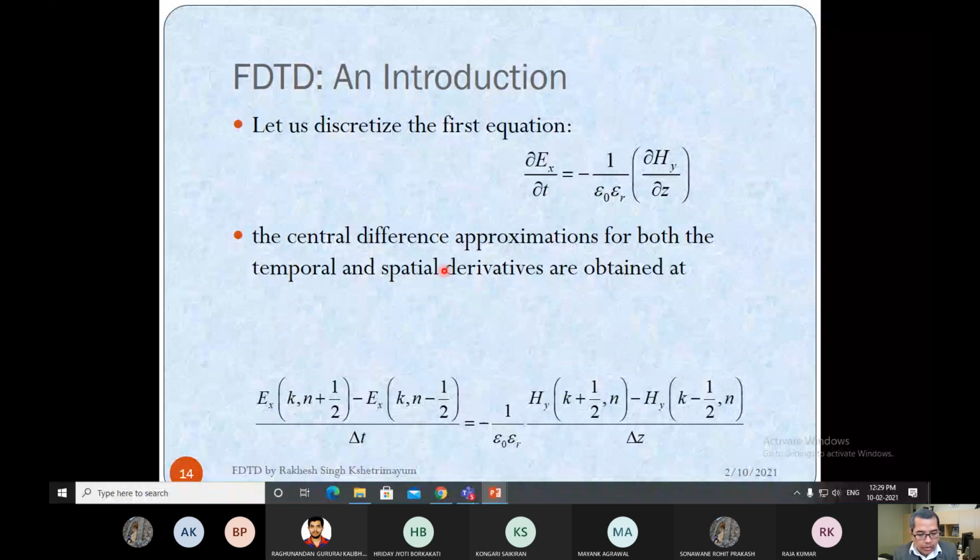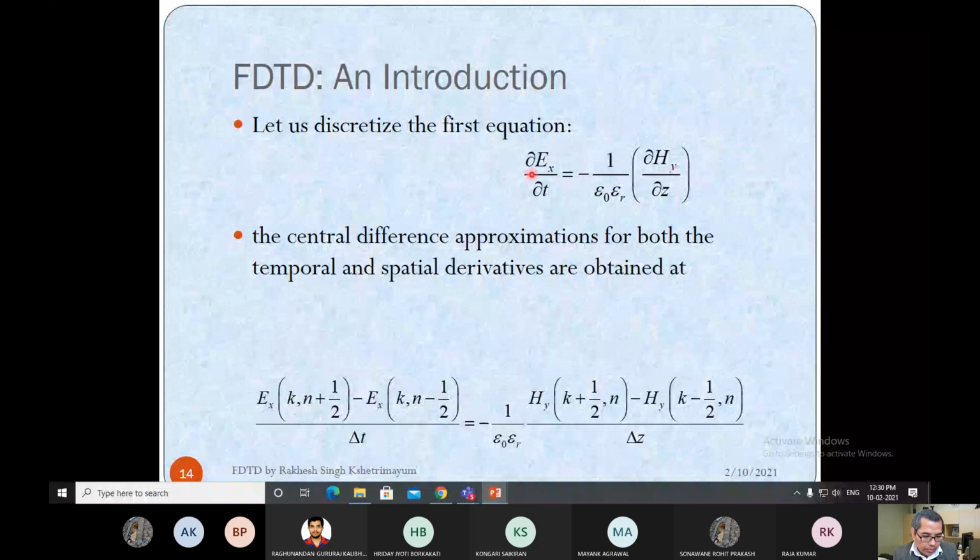This equation here is the first equation we want to discretize for 1D FDTD. We have to discretize this over time and also over space. So for time discretization, what was the running index? The running index was n. For space discretization, what was the running index? The running index was k. So your Ex and Hy are dependent on both space and time.